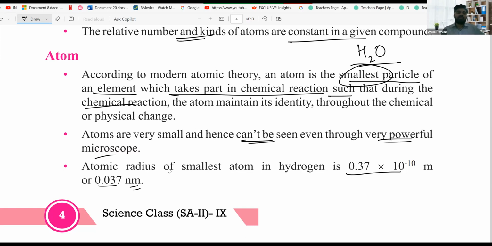Note this, students, that atoms of an element take part in chemical reactions such that during the chemical reaction, atoms maintain their identity throughout the chemical or physical change.